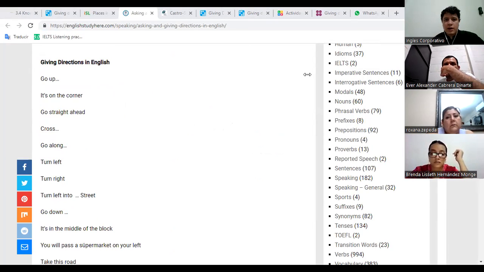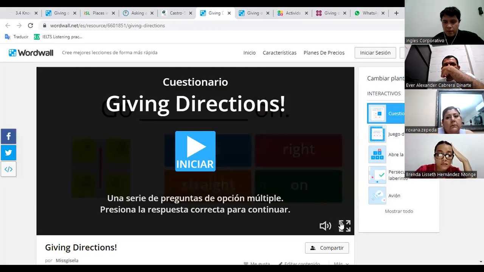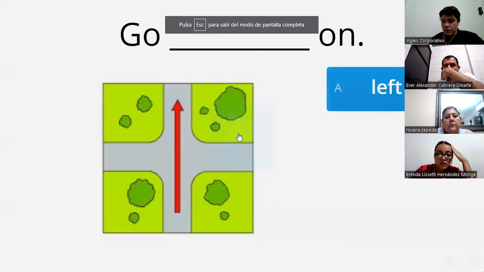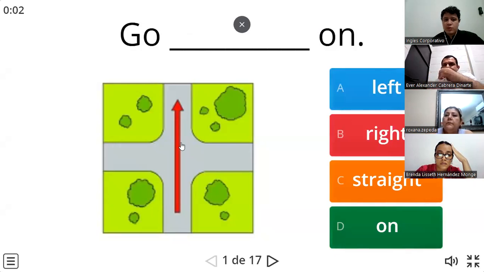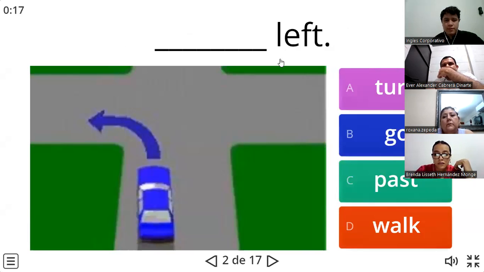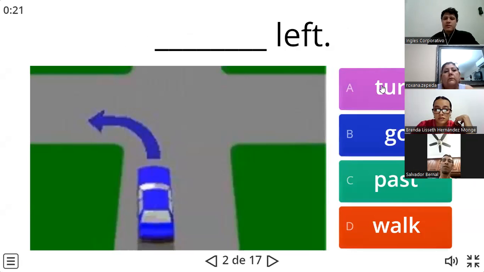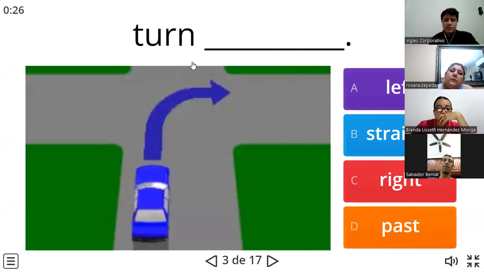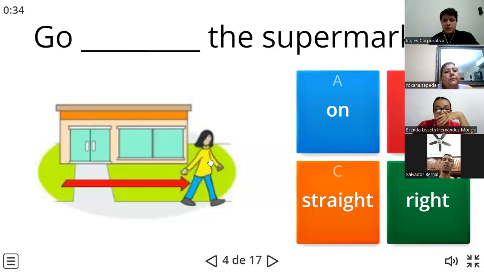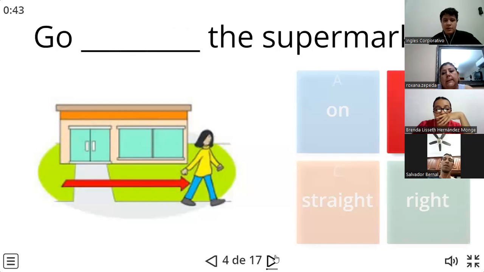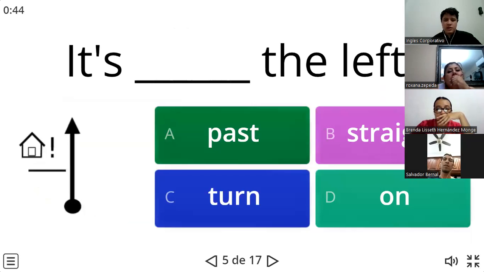Now, let's see if we can get it. We are going to do this together. So, guys, what is this one? Go straight. Perfect. And this one? Turn left. Perfect. This one? Turn right. Perfect. What is this one, guys? Go past the supermarket. Perfect. And what about this one? It's straight.